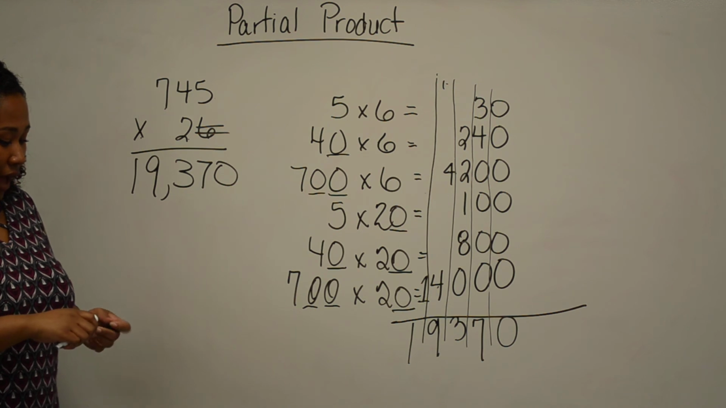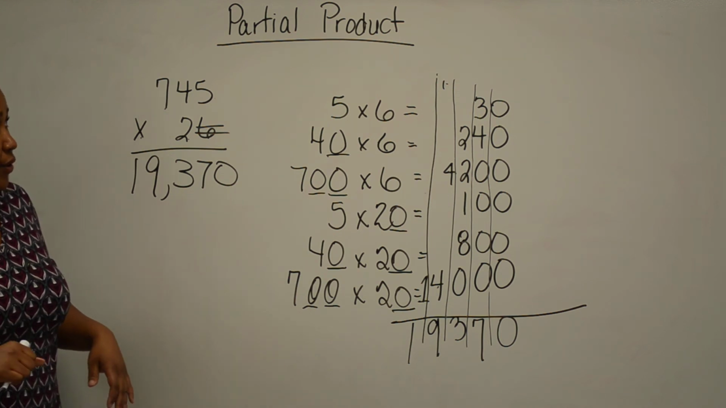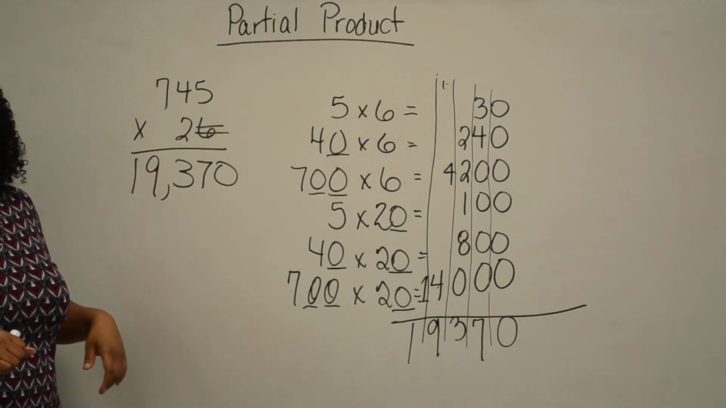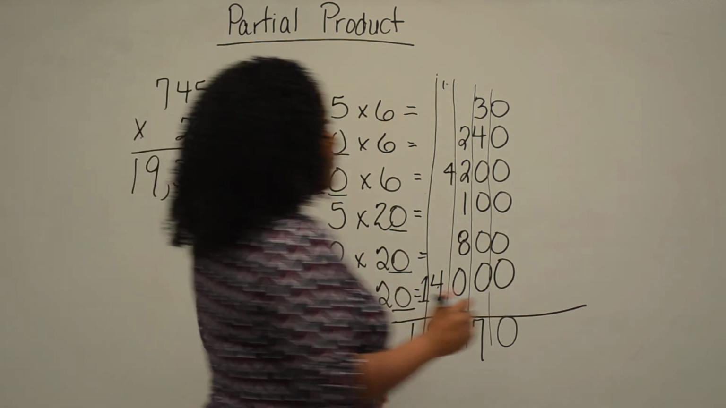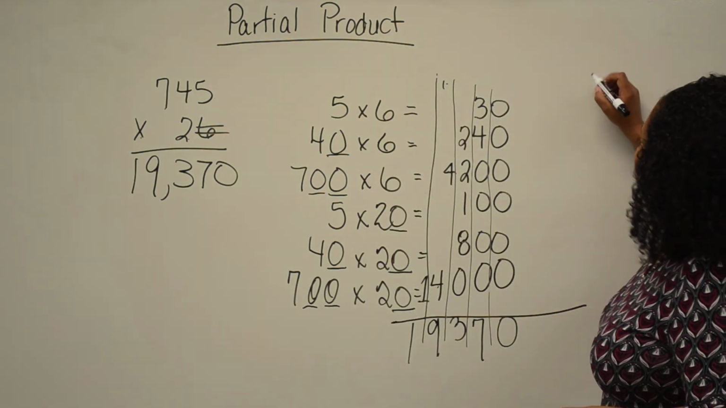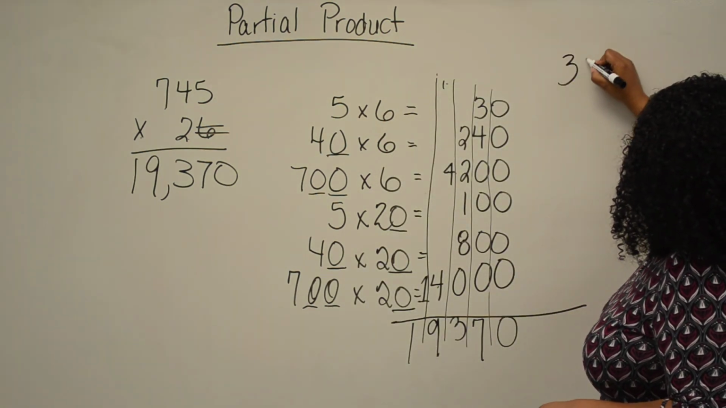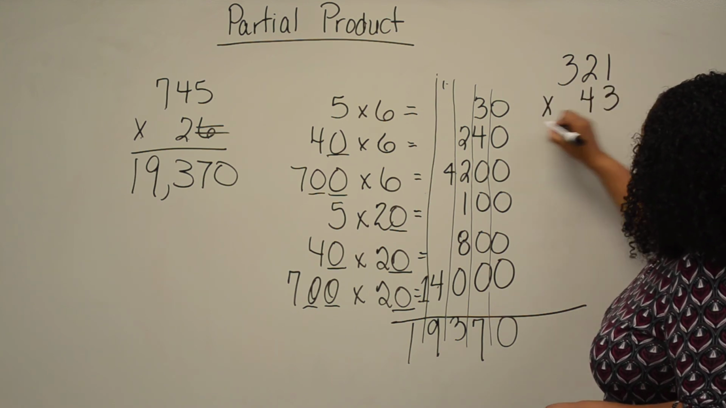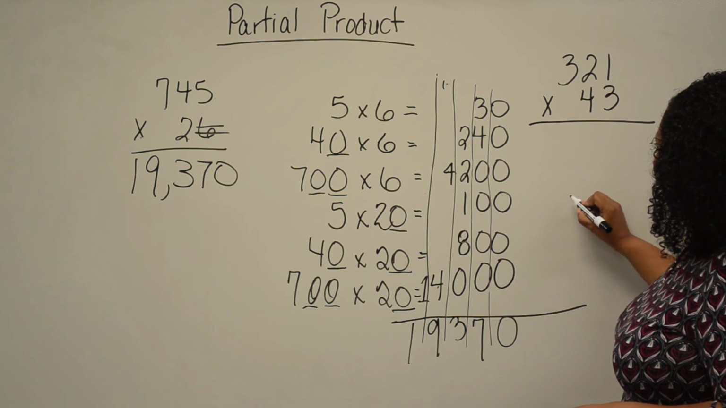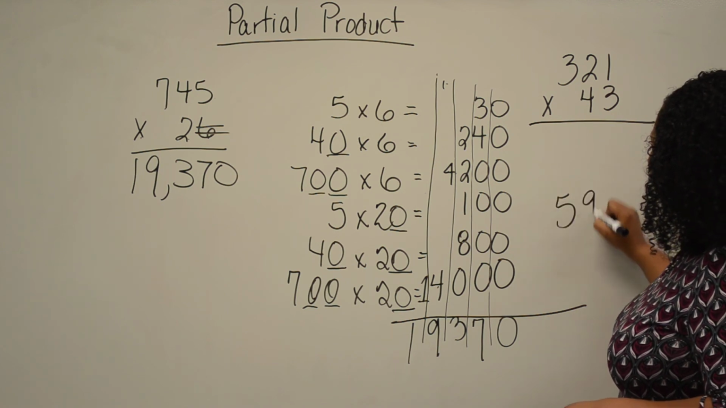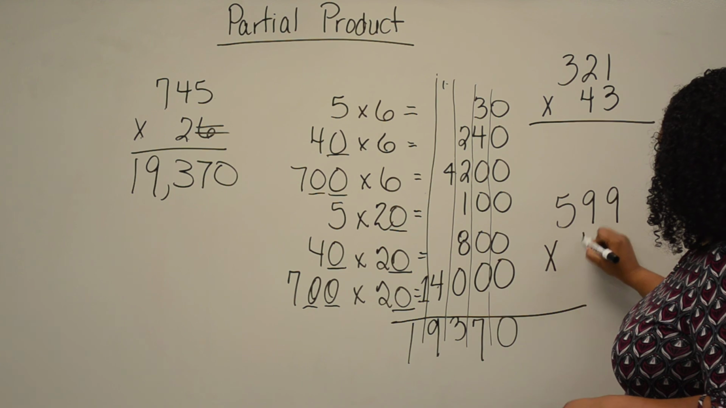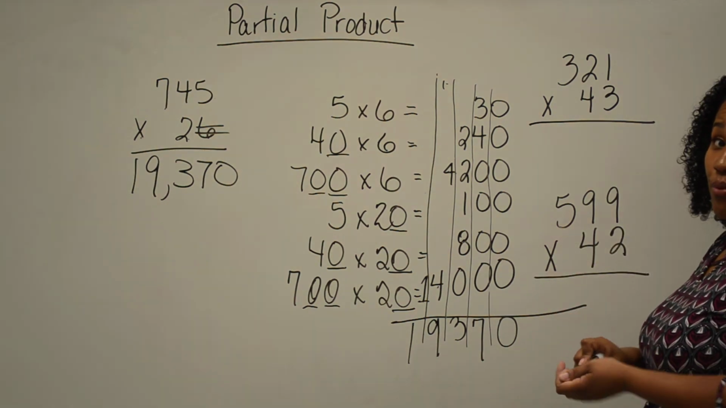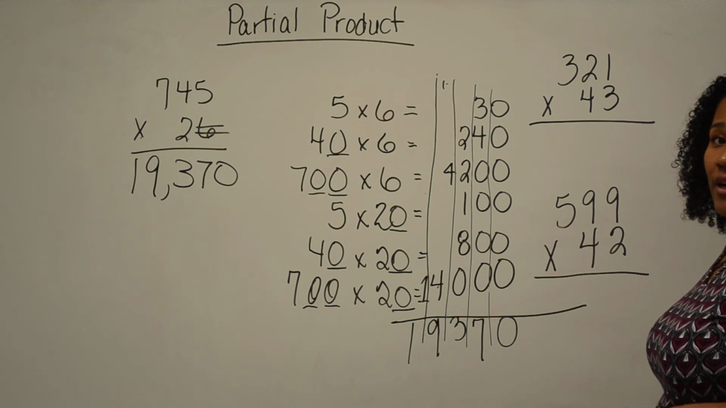Okay? So as you are practicing, remember that we are looking at the place values and multiplying those, okay? So here are the two problems I'm going to give you. You have 321 times 43, and you also have 599 times 42. Try doing that using your place value. Let me know if you need any help. Thanks, guys.